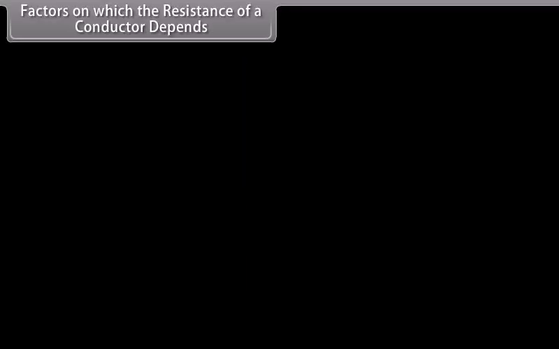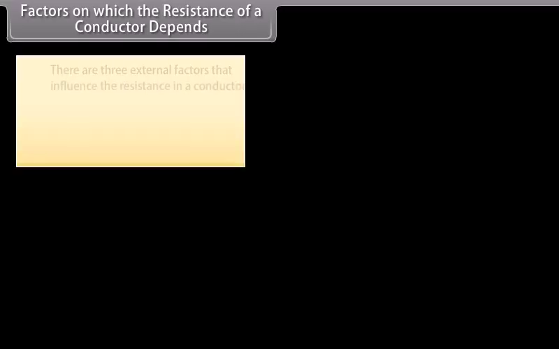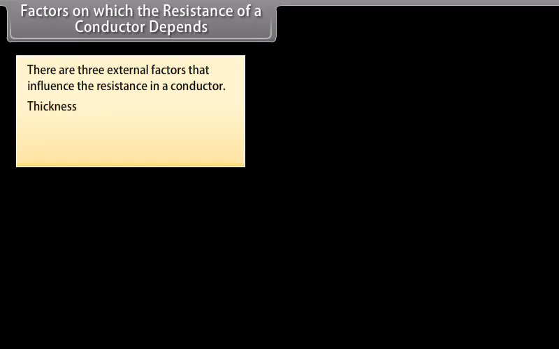Factors on which the resistance of a conductor depends. There are three external factors that influence the resistance in a conductor. They are thickness, length, temperature. There is a fourth factor that influences the resistance, and that is the conductivity of the material. This, however, is considered an internal factor rather than an external one.